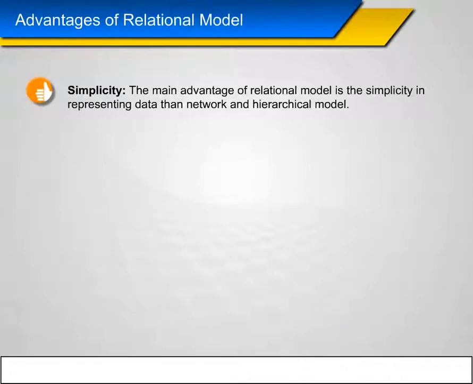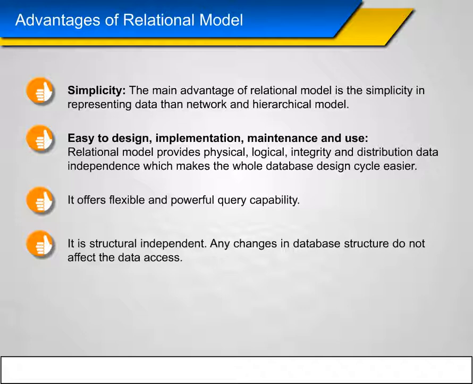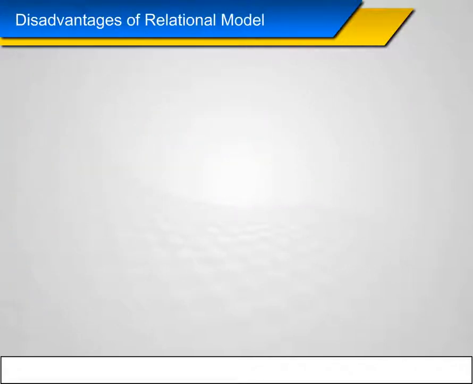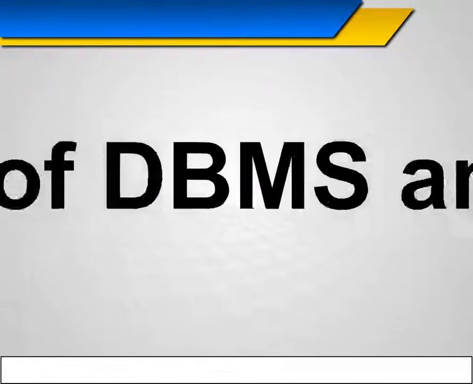Advantages of Relational Model. Simplicity. The main advantage of Relational Model is the simplicity in representing data than network and hierarchical model. Easy to design, implementation, maintenance, and use. Relational Model provides physical, logical, integrity, and distribution data independence, which makes the whole database design cycle easier. It offers flexible and powerful query capability. It is structural independent.